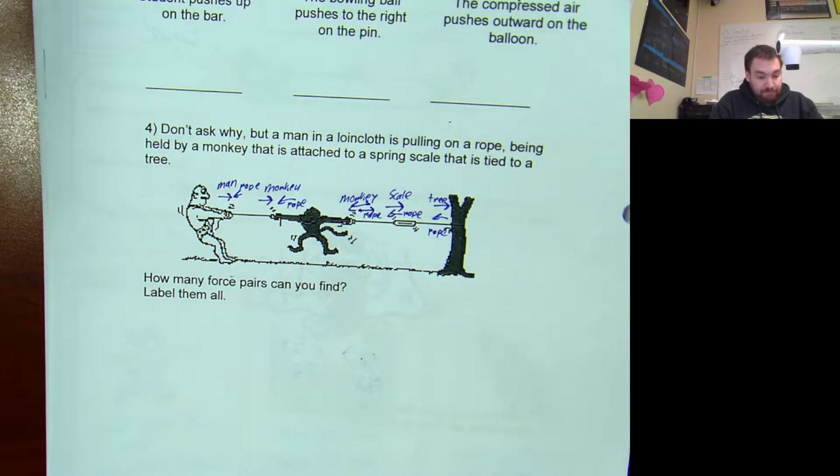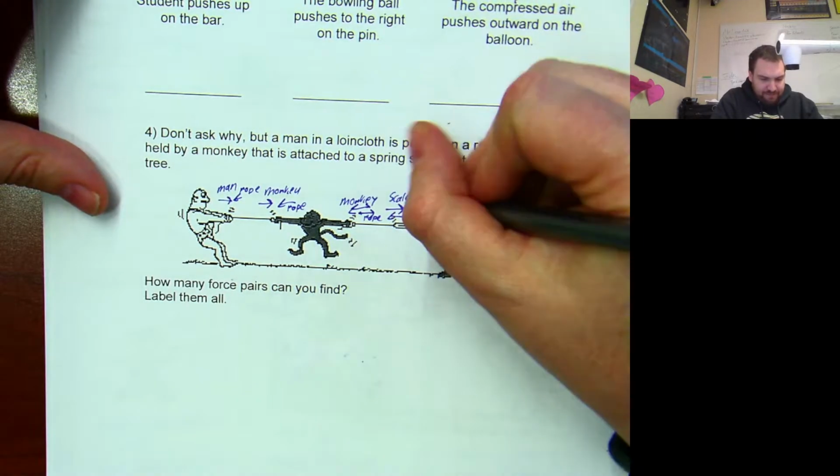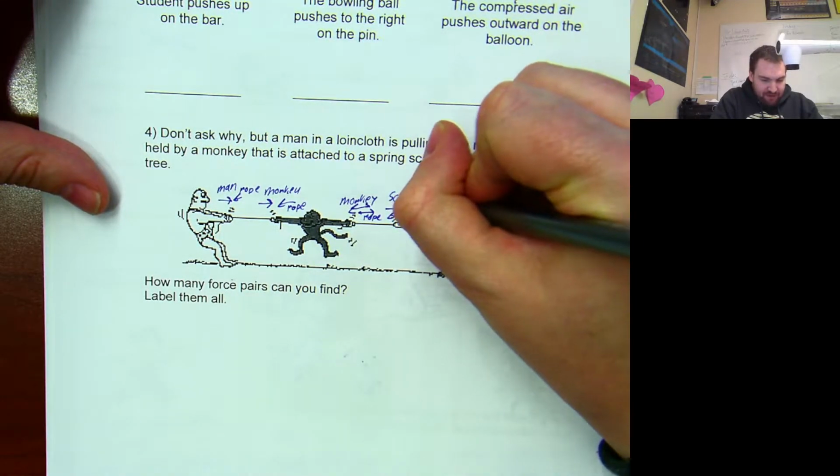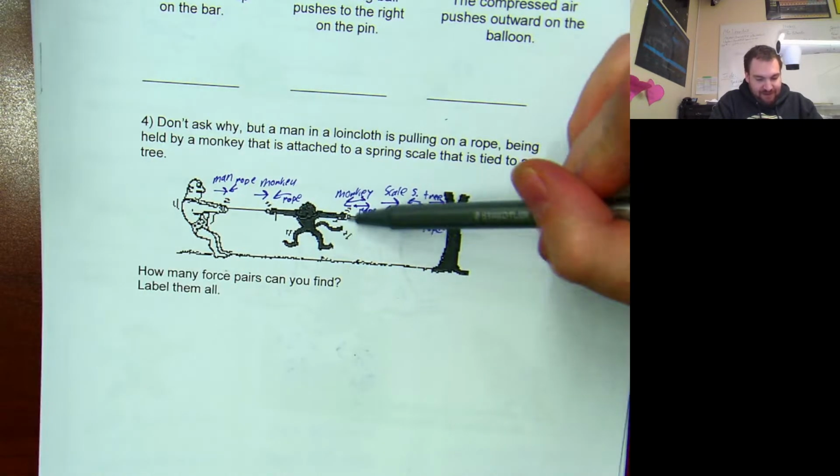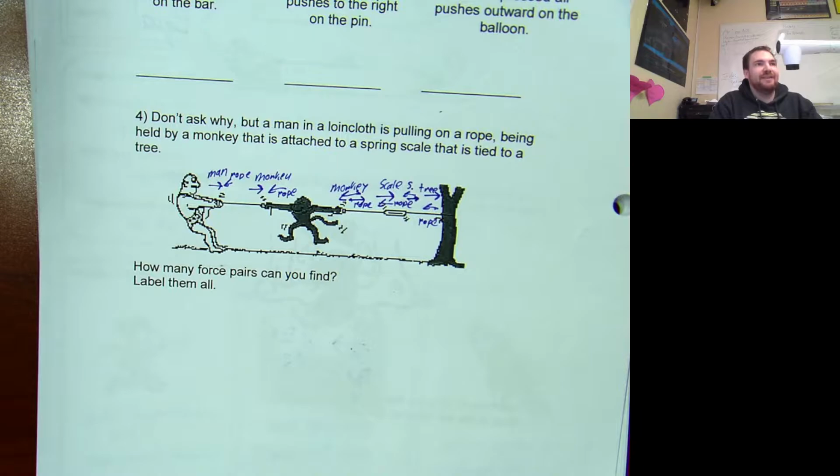Sorry? Oh yeah, totally. I missed one. Scale, rope. 1, 2, 3, 4, 5, 6, 7, 8, 9, 10, 11, 12. There it is. Because you've got 7 objects. There you go. That's a better way to think about it.